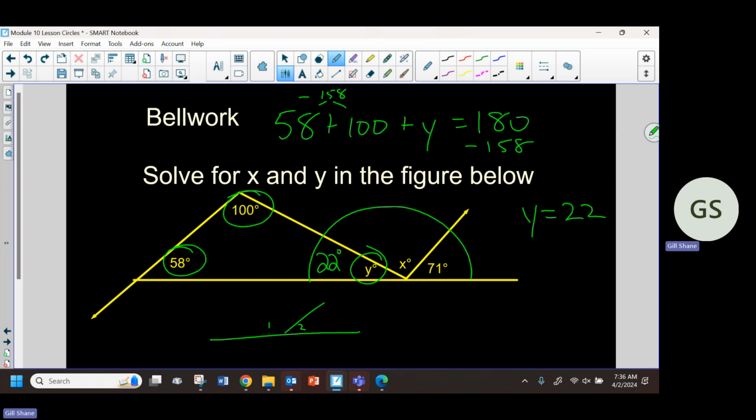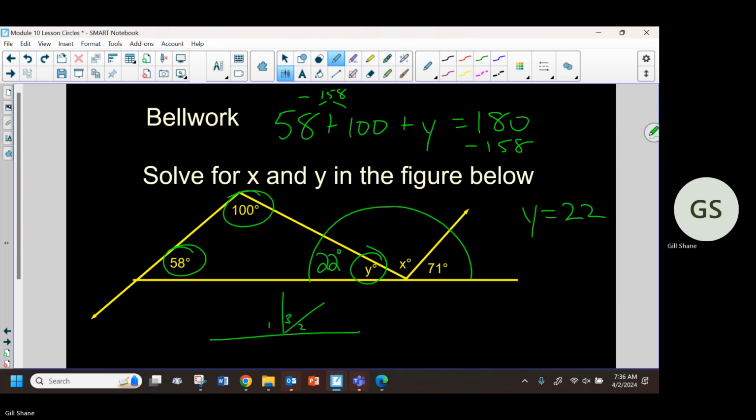Right? I didn't change the line. The line was 180. It's still 180. I just split it into two. Well, if I split it again, those three angles have to add up to 180. Again, I am not changing the original angle. I'm just making more smaller angles out of it.